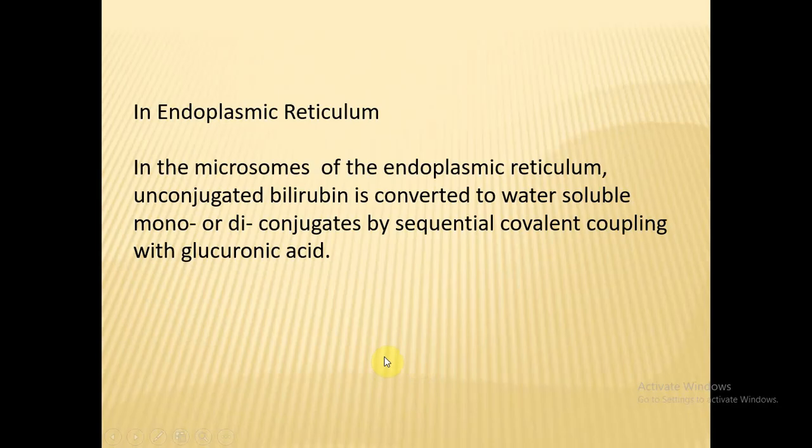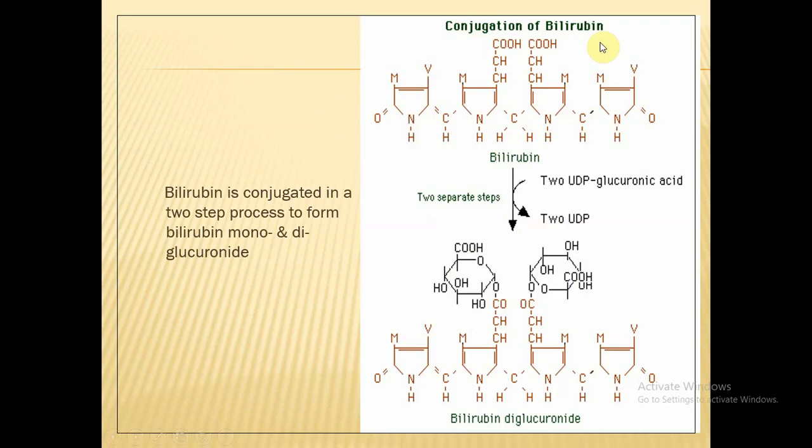In the microsome of the ER, unconjugated bilirubin is converted to water-soluble mono- or di-conjugates by sequential covalent coupling with glucuronic acid. From two UDP-glucuronic acid molecules, UDP is taken out, and glucuronic acid is attached to bilirubin, and this is how bilirubin diglucuronide is formed.